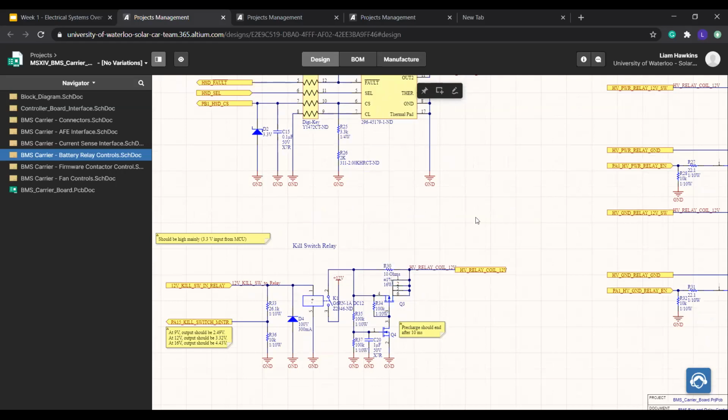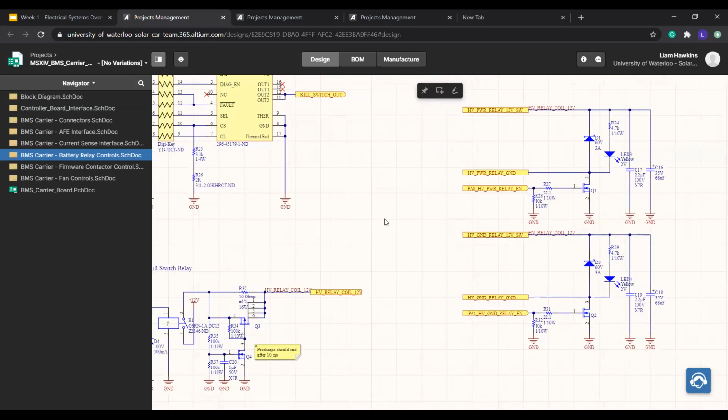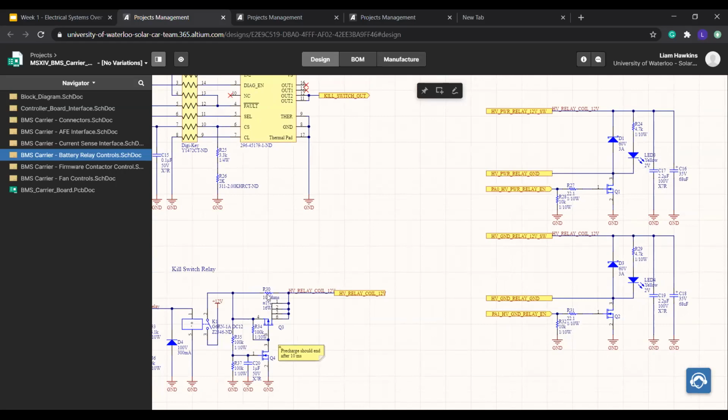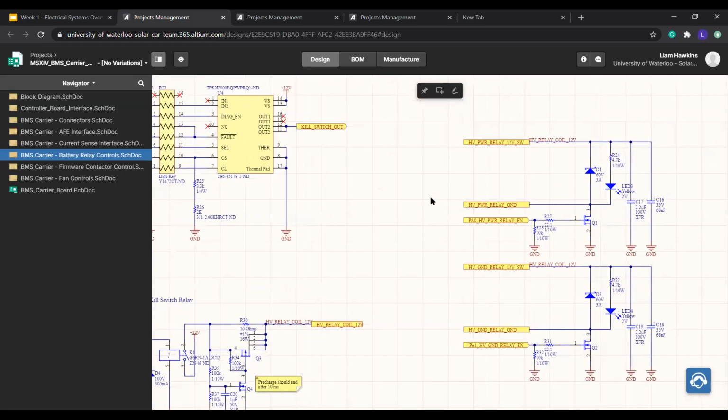This circuit just pre-charges the capacitors that power the relays. So first, there's just a 10 ohm resistor that charges the capacitors. So the current is limited by this resistor. And then after a certain period of time, this MOSFET will provide a low resistance path to the relays. So it will basically short the 10 ohm resistor, and it'll have the same effect as if the 10 ohm resistor wasn't there.